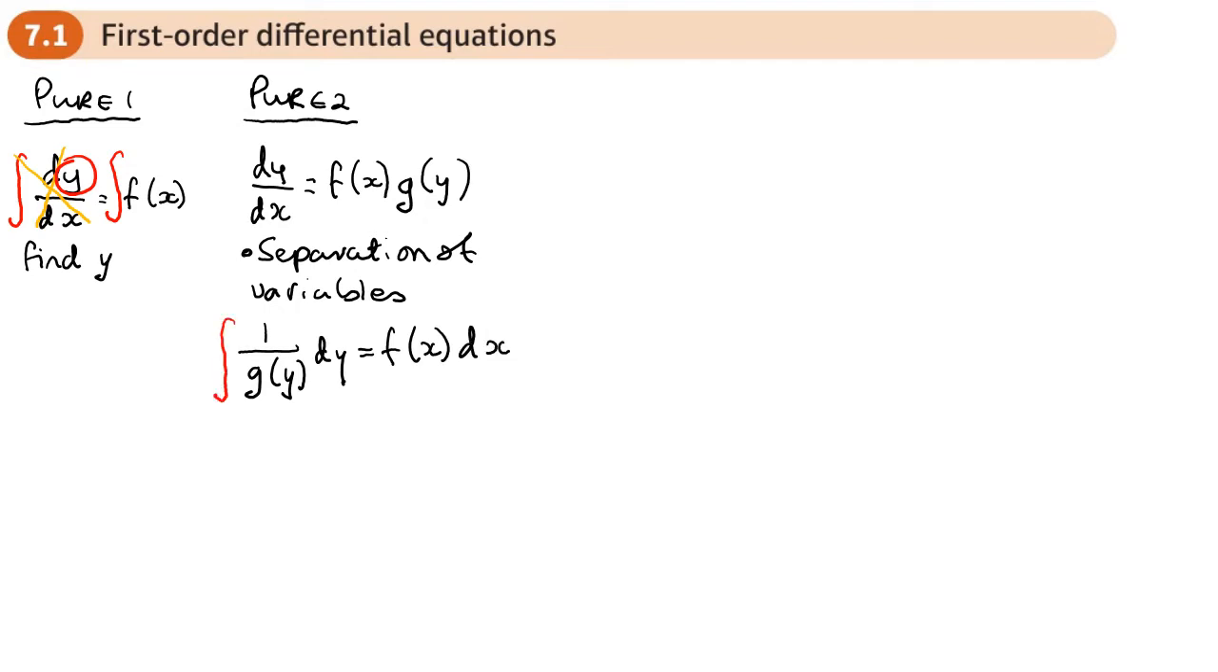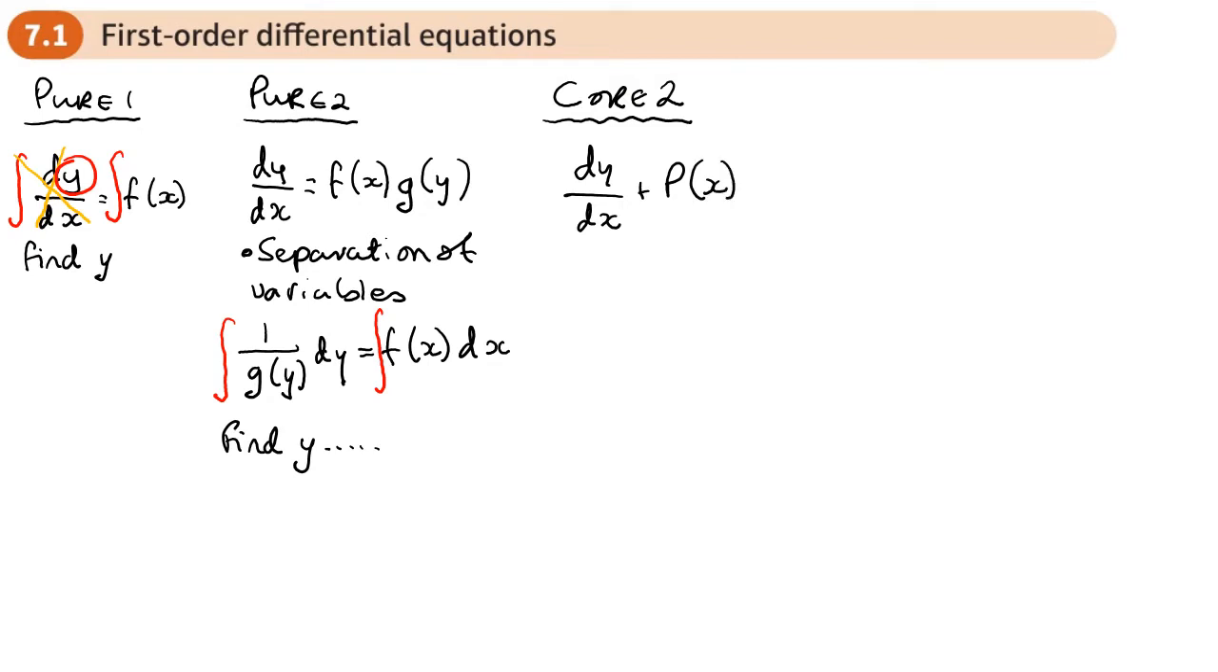And like before, we integrate both sides, and then once we've integrated both sides we would rearrange to get y equals something. So again we're finding y. Now in Core 2 we go to the next step and we're looking at solving differential equations of this form. These can't be solved by separation of variables. We solve by using something called the integrating factor.